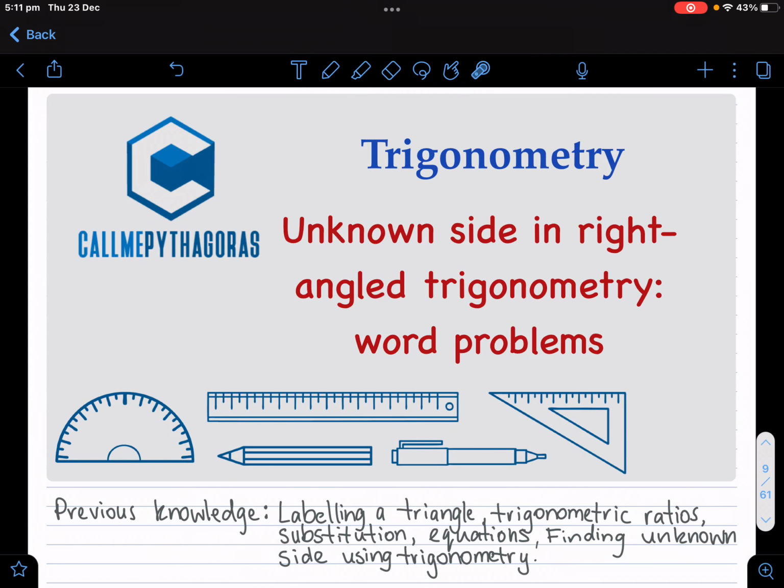Hey guys, so today we're going to be dealing with how to calculate the unknown side in right angle trigonometry where we have word problems. Now before we continue with this video, you need to be very comfortable on how to label a triangle, on how to identify which trig ratio to use, and how to use equations to calculate the value of the unknown.